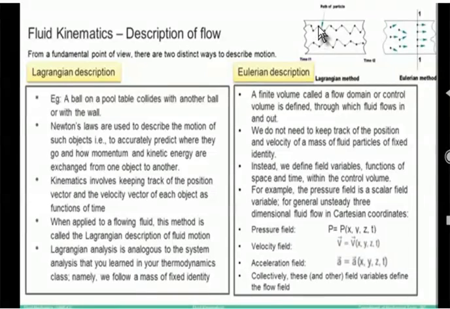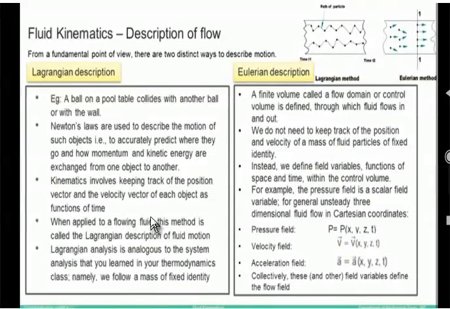We always keep track of the motion of this particular fluid flow, of the fluid particles. We keep on tracking the position of the particles. This is the tracking of the position of particles. So this method, when applied to a flowing fluid, is called the Lagrangian description of the fluid motion.